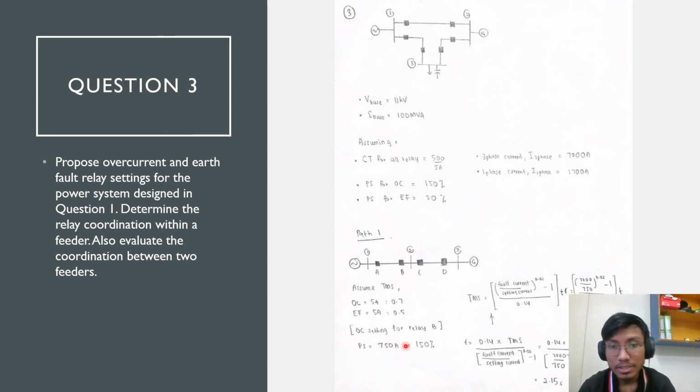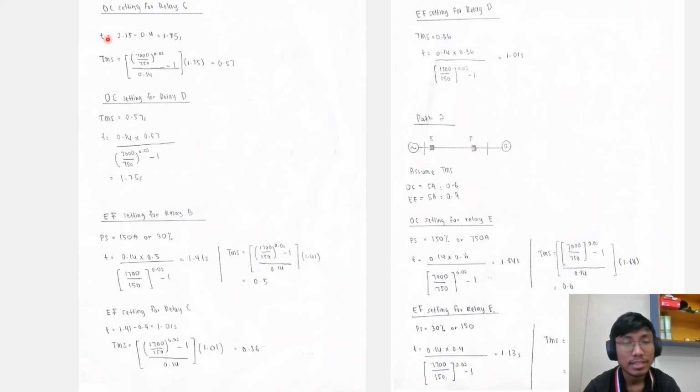To calculate T using this formula, we need the TMS, which for OC is 0.7, and then we obtain 2.15. The fault current is taken from the 3-phase current, and the setting current is obtained from 750 amp, or 150% of 500 amp. For the OC setting for relay C, to calculate T, we use the value obtained in relay B minus 0.4, which is the grading margin, to obtain 1.75 seconds. Then using this formula, we obtain the TMS for relay C.